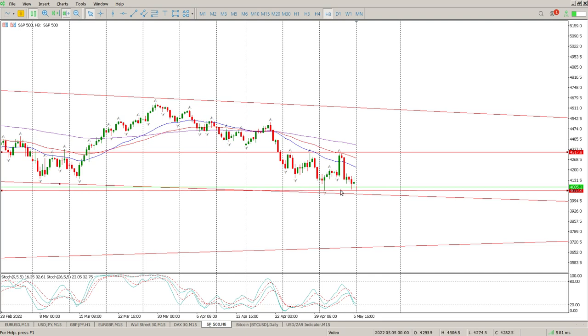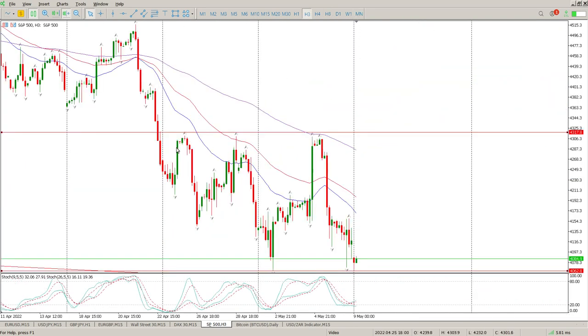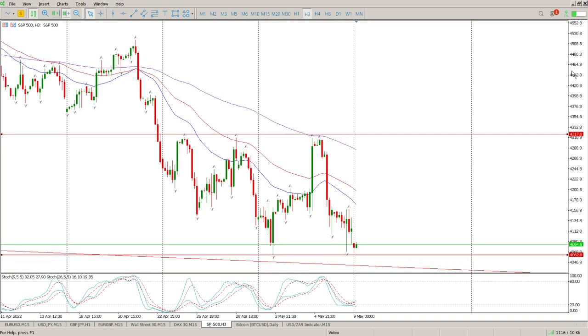You can see there's the bottom of this range, there's the top of the range. So I'm calling it a range, and there's a reason I'm calling it a range, because look at that. Big up, big down, strong buying off the bottom, strong selling off the top. That is a clear range.